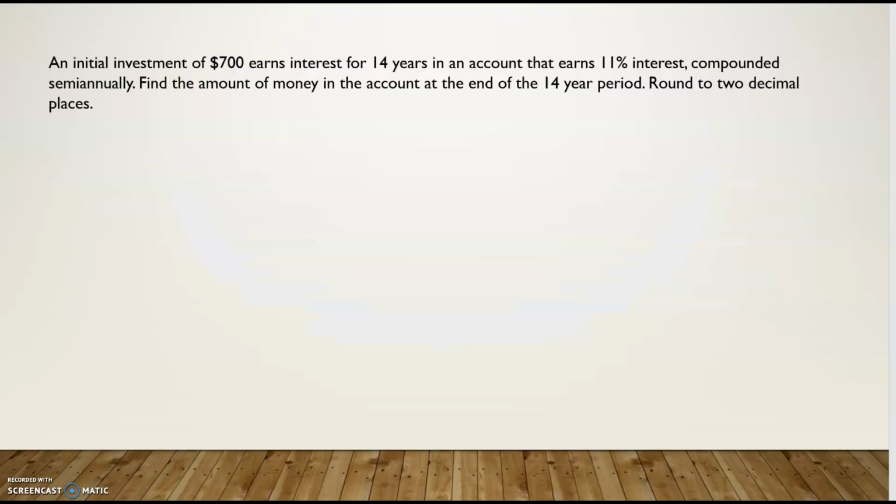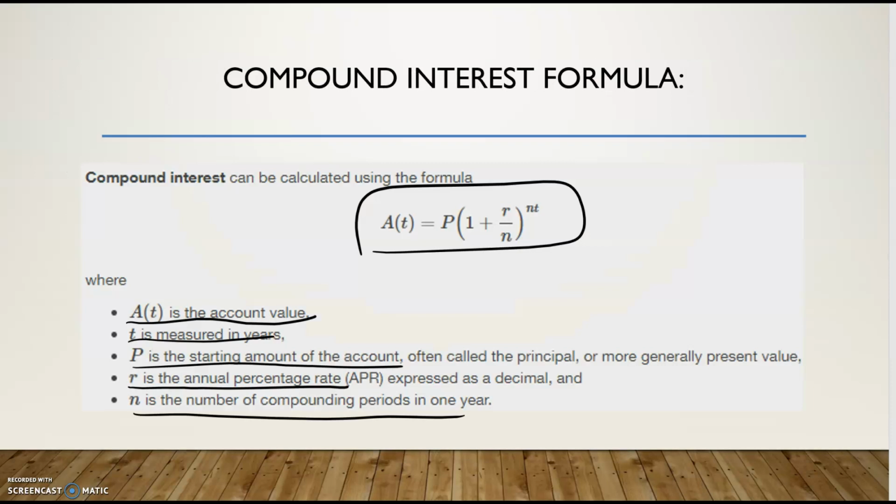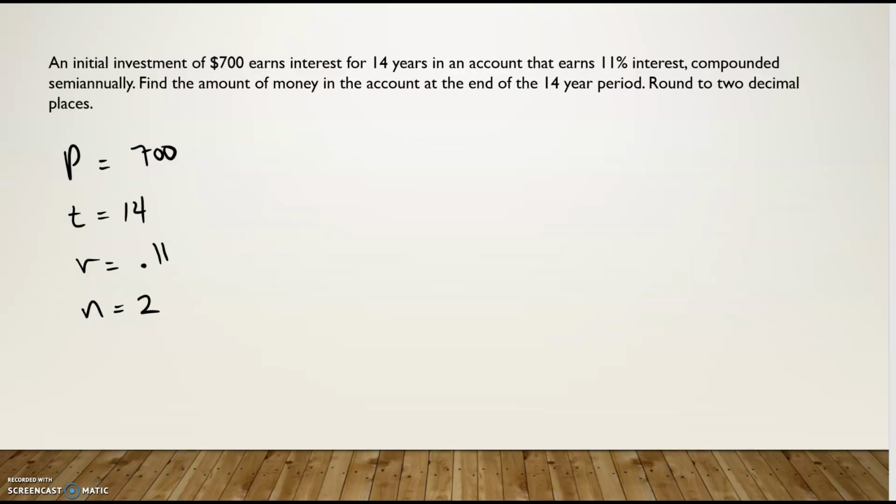So look at this one. An initial investment of $700 earns interest for 14 years in an account that earns 11% interest, compounded semi-annually. Find the amount of money in the account at the end of the 14-year period, round to 2 decimal places. Okay, so P would be the 700. That's the starting amount. And then T would be 14 years. R would be the percent interest, so we got to get that out of percentage, so that would be just 0.11. And then N, how many times did it compound in 1 year? Well, semi-annually, that would just be 2.